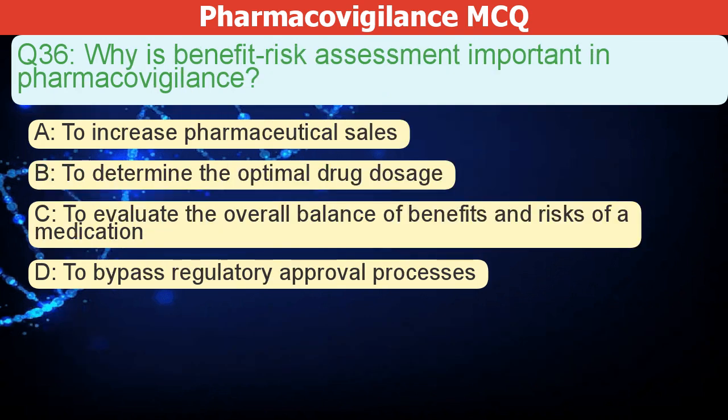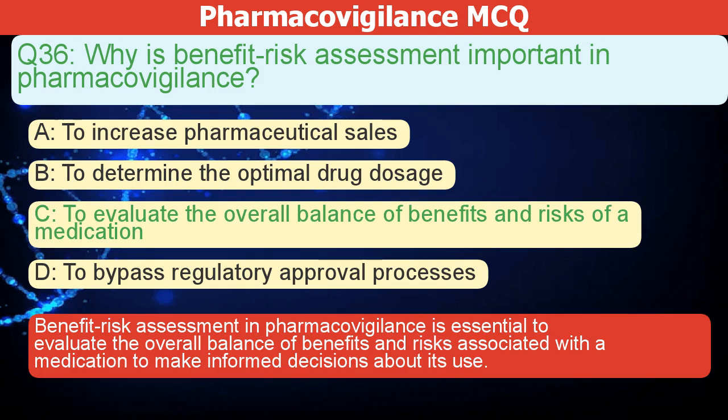Why is benefit risk assessment important in pharmacovigilance? A. To increase pharmaceutical sales. B. To determine the optimal drug dosage. C. To evaluate the overall balance of benefits and risks of a medication. D. To bypass regulatory approval processes. The correct answer is C. Benefit risk assessment in pharmacovigilance is essential to evaluate the overall balance of benefits and risks associated with a medication to make informed decisions about its use.